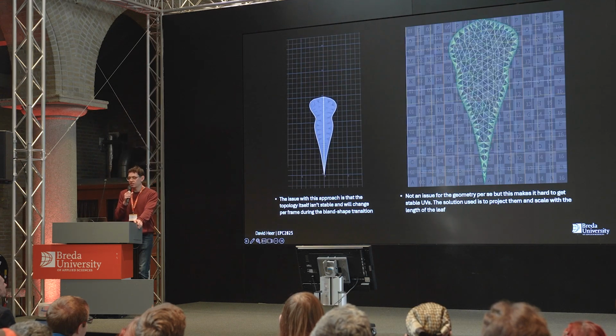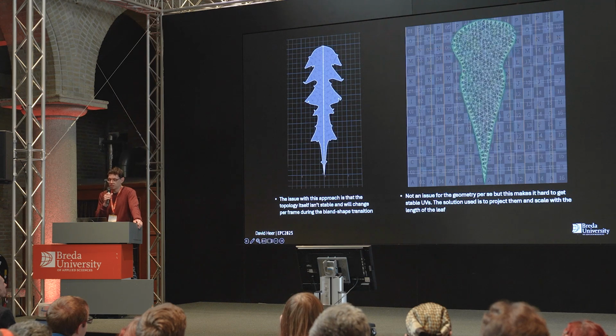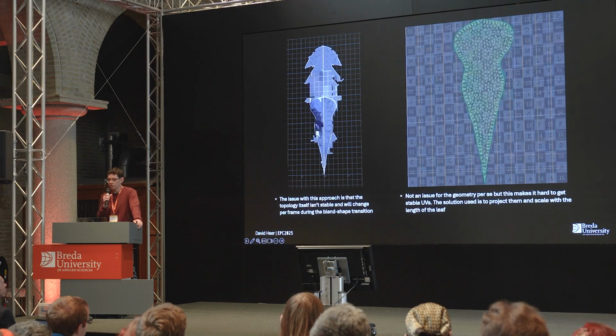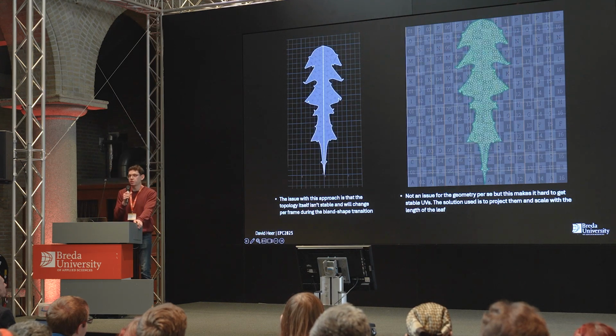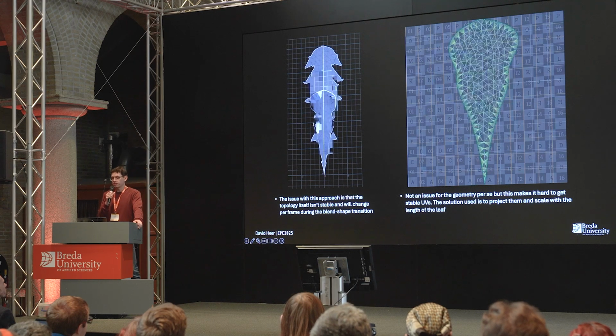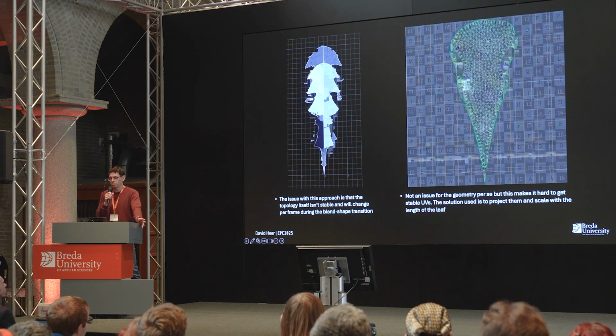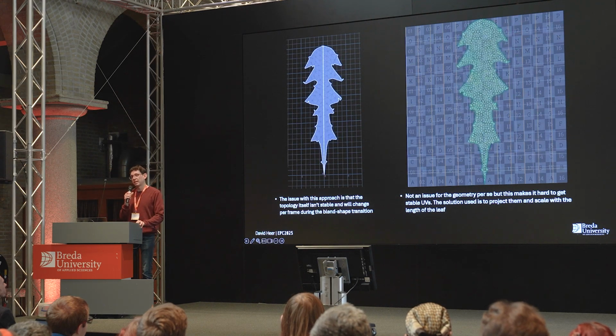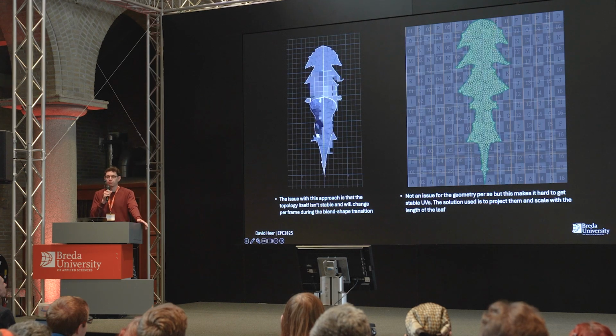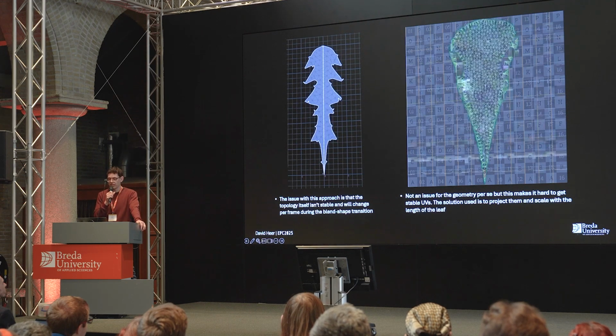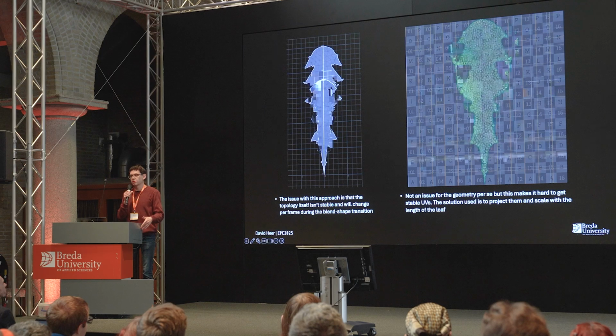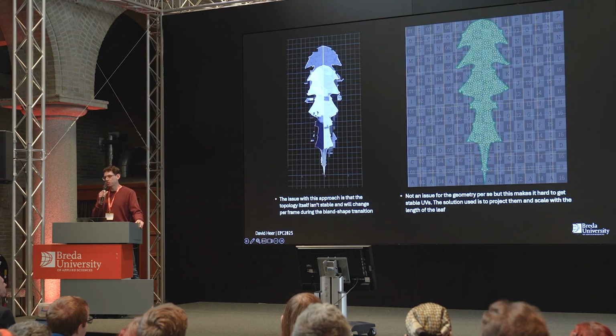The downside here is that the topology won't be stable and changes throughout the transition, which isn't in itself a problem, but this means that I won't have stable UVs on my geometry. The fix I used for this was to simply project the UVs and scale them with the length of the leaf. This is far from ideal and means there's still some UV sliding, but I thought this was good enough for the texturing approach that I was going to use.